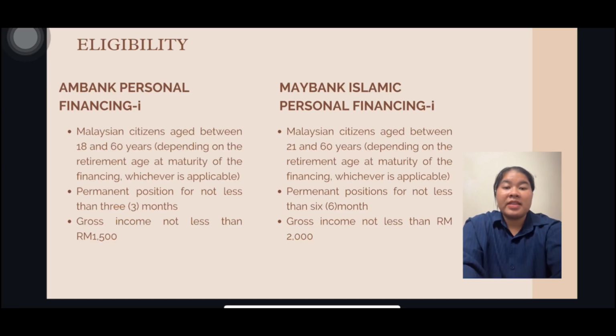Second, Maybank Islamic Personal Financing is provided to Malaysian citizens aged between 21 and 60 years. It's also depending on the retirement age at maturity of the financing. For the permanent position, this is provided for workers that have the permanent position for not less than 6 months. Finally, for gross income, they should have gross income not less than 2,000 ringgit Malaysia.